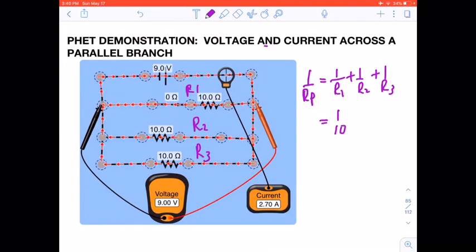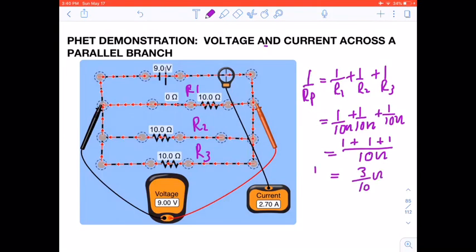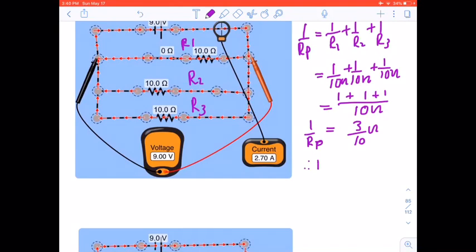1 upon 10 ohms plus 1 upon 10 ohms plus 1 upon 10 ohms, which gives us 1 plus 1 plus 1, which is 3 upon 10 ohms for 1 upon Rp, and therefore Rp is equal to 10 upon 3 ohms. Okay, I'll just leave it in this form.